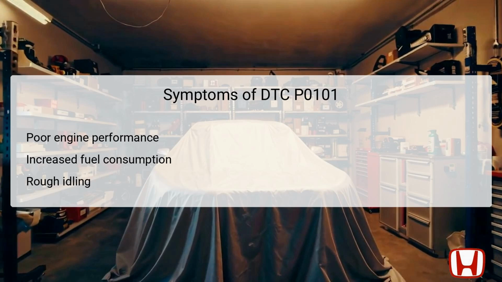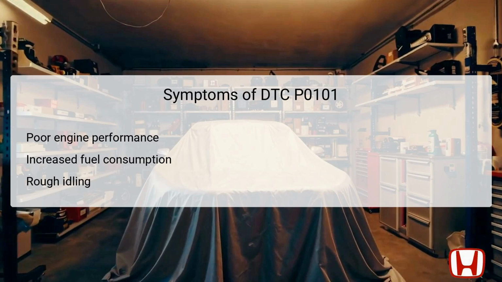When DTC P0101 is triggered, drivers may experience several noticeable symptoms that indicate an underlying issue. Poor engine performance is one of the primary symptoms, often manifesting as sluggish acceleration or hesitation during driving. Additionally, an increase in fuel consumption may occur, causing the vehicle to run less efficiently due to an improper air-fuel mixture. Rough idling can also be observed, with the engine struggling to maintain a steady RPM when stationary, which can be both uncomfortable and concerning.